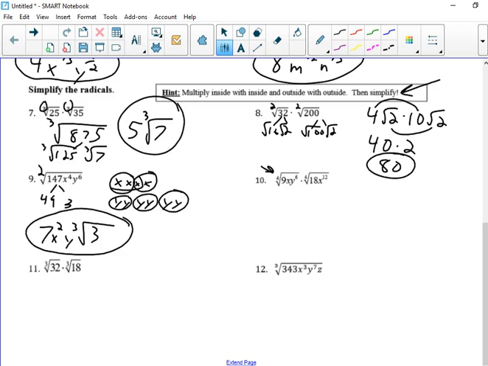Now, remember, your brain's going to want to go, oh, 3, but it's not a square root. It's the 4th root. And 18 is not going to break down 9 times 2. All right? So you've got to think about that. You're actually going to have to multiply these and get the 4th root of 162, x to the 1 times x to the 12 gives you x to the 13, y to the 6th.